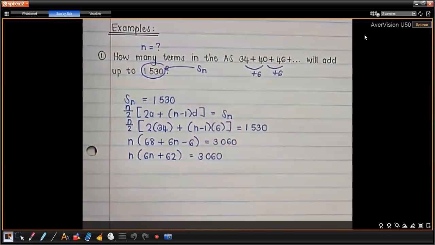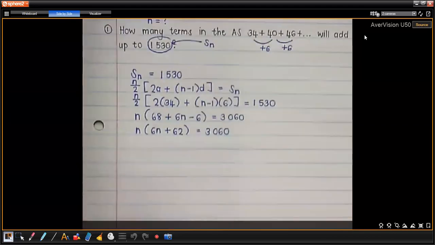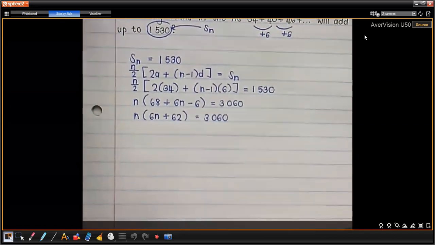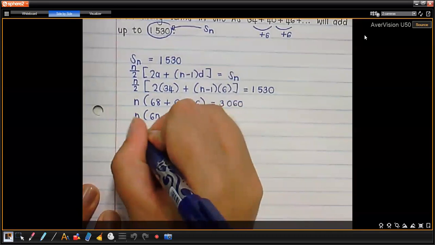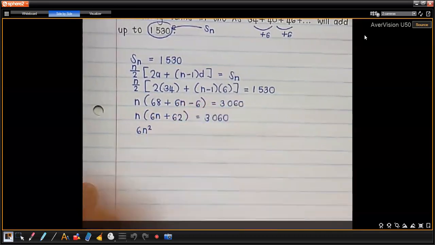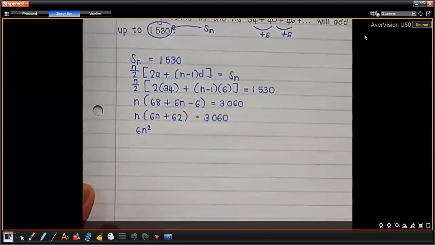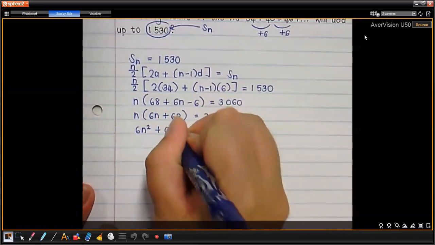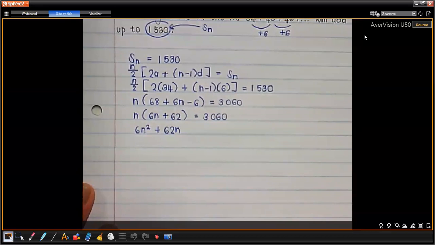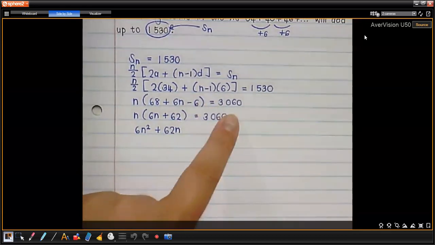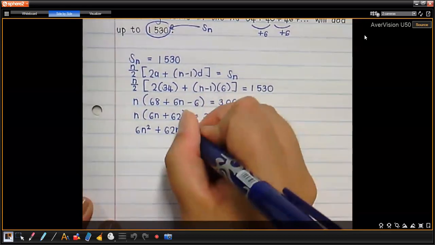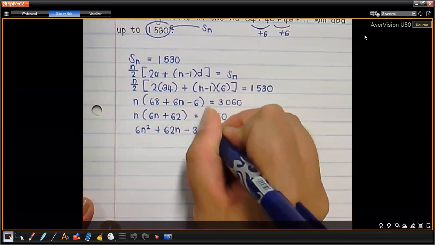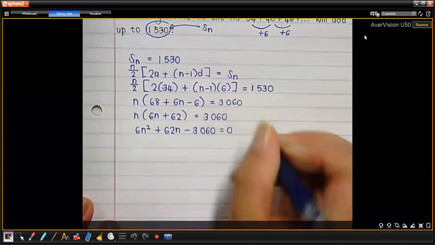Are you guys noticing what's going to happen now when I multiply that in? I get a 6n squared, right? 6n squared. Quadratic equation, here we go. Plus 62n. And because it's a quadratic equation, we know that we have to have everything on the one side equal to 0. So this 3060 we must remove. It's going to become minus 3060 equals 0.